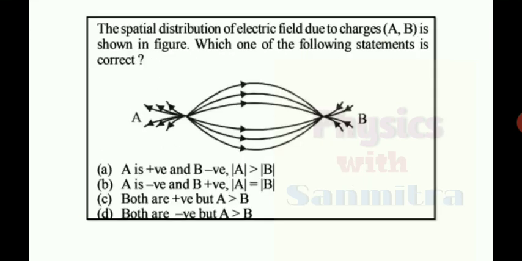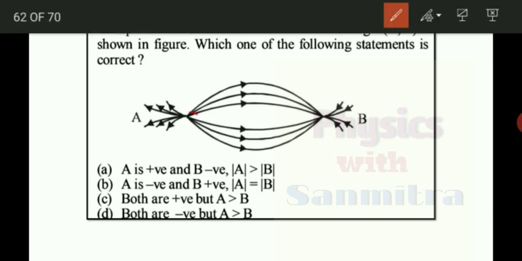Okay. The spatial distribution of electric field due to charges A and B is shown in the figure. Which one of the following statements is correct? A is positive and B is negative and mod A is greater than mod B. A is negative and B is positive and mod A is equal to mod B. Both are positive but A is greater than B. Both are negative and A is greater than B. Okay, let's see. From A, the flux lines are coming out, so definitely A is positive, and into B they are entering, so B is negative. So C and D are wrong.